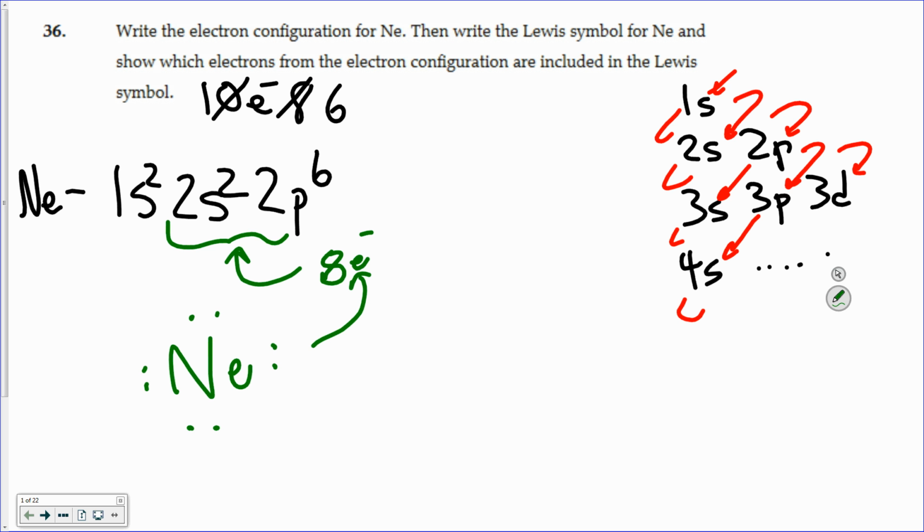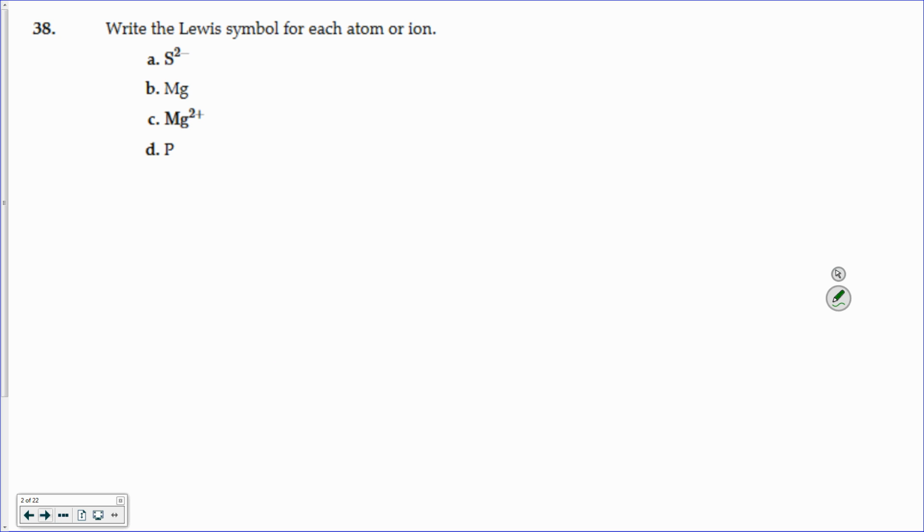All right, you've got a Mastering Chemistry problem, something like that. All right, so next one. Let's go forward. Write the Lewis symbol for each atom or ion, and I'm just going to do a couple of these. So start off with A.